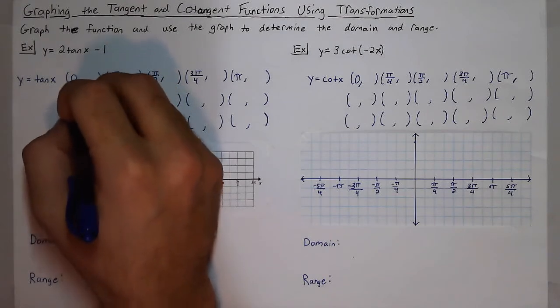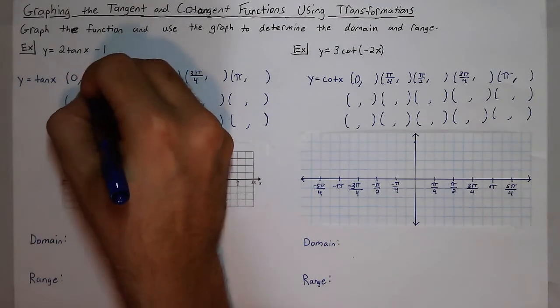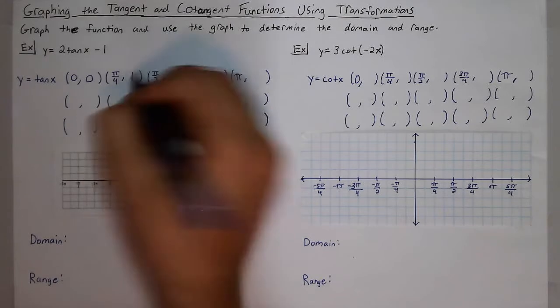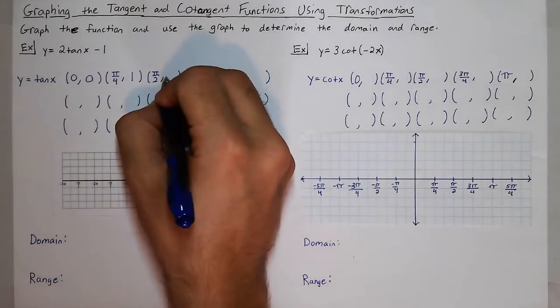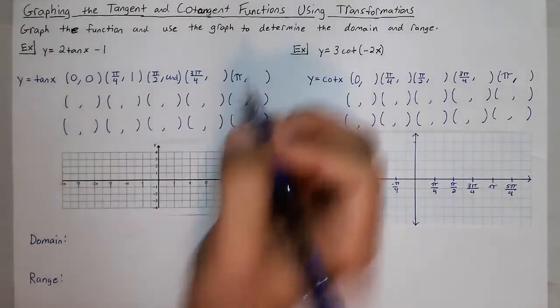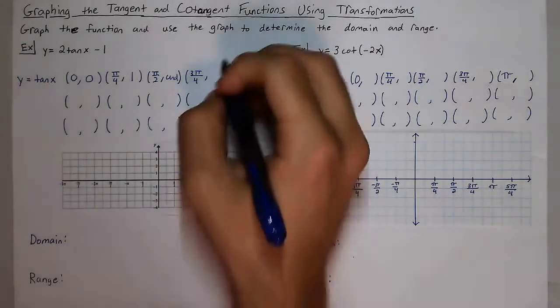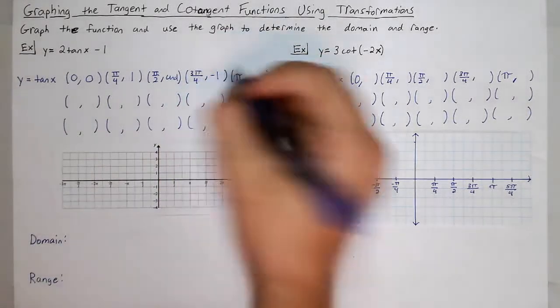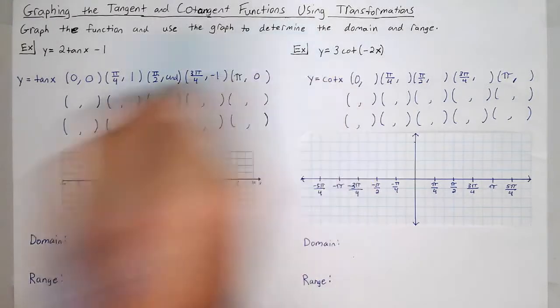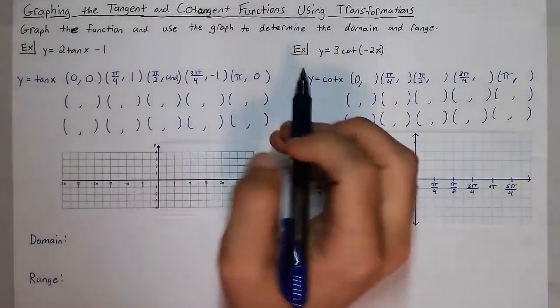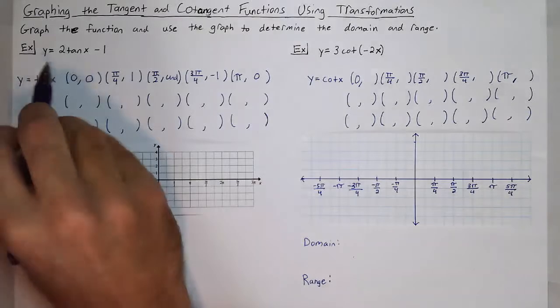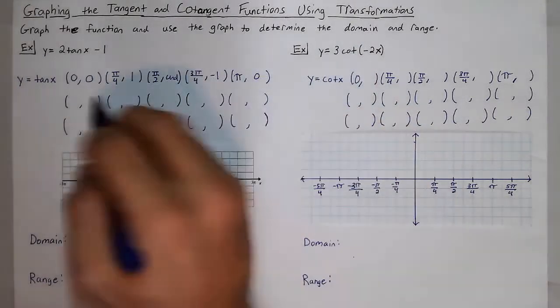Tangent of 0 is 0. Tangent of pi over 4 is 1. At tangent of pi over 2, it is undefined, which is going to cause that vertical asymptote for us. And at 3 pi over 4, it's negative 1. Then at pi, it's 0, and it'll start to repeat its cycle. And we learned in previous lessons that the period of tangent and cotangent is pi.